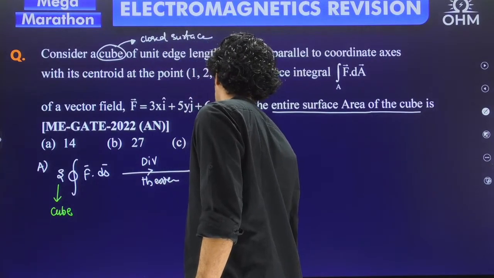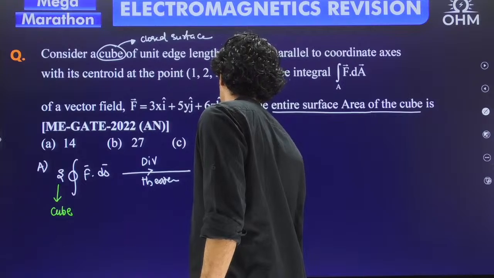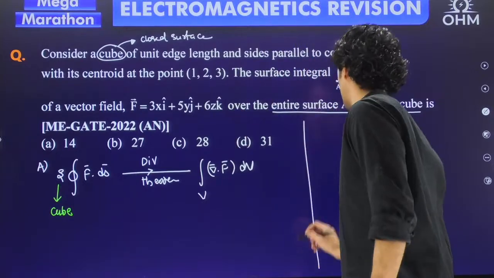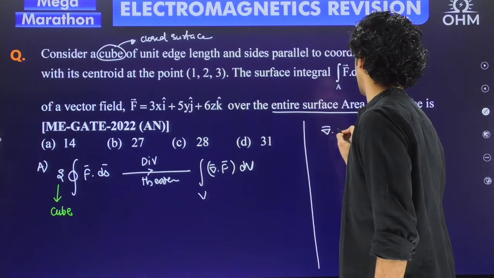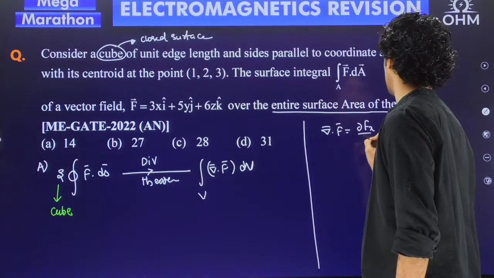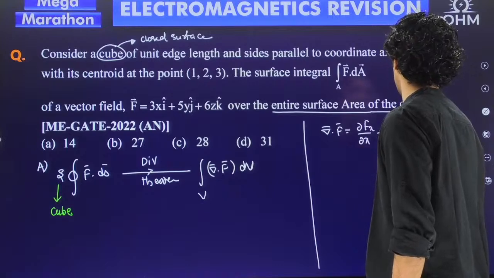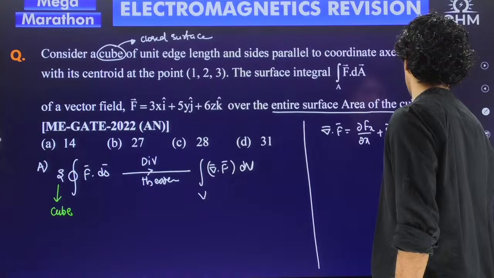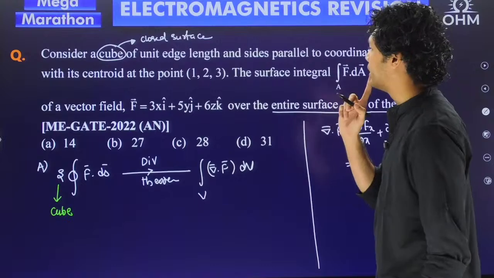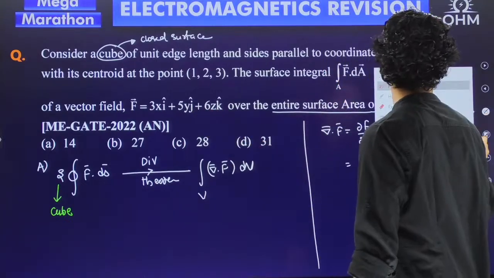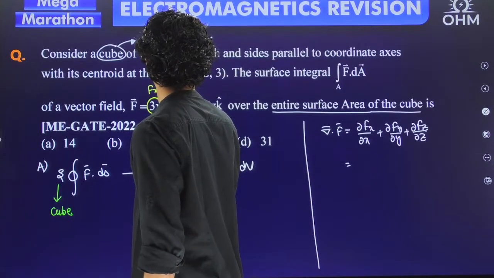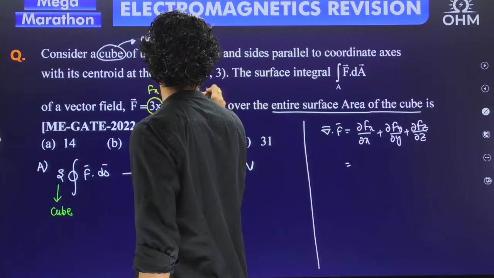If I apply the divergence theorem, I can write it as the integration of del bar dot f bar dv over the volume v. So to calculate this integration, I need to calculate the divergence of f bar. The coordinate system is rectangular. Del dot f equals dou fx by dou x plus dou fy by dou y plus dou fz by dou z. What is the x component of f bar? The x component of f bar is 3x, this is fx, and this is fy, and this is fz.